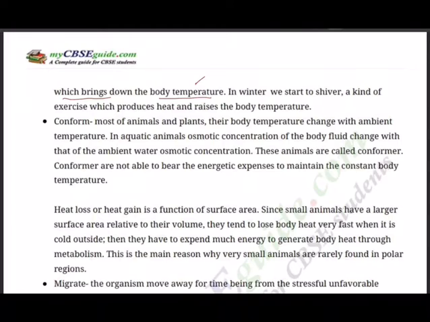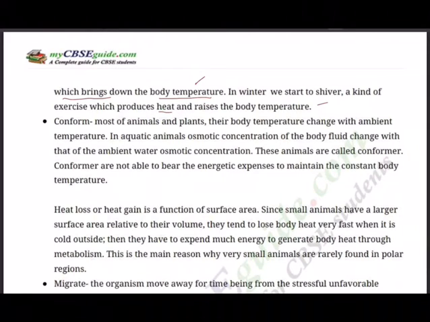All of us are having it. It's a kind of exercise that produces heat. So the more you shiver, the more heat will be produced, and that makes us warm. Of course, don't think that the body temperature will rise or come down. No, because we are warm-blooded animals.